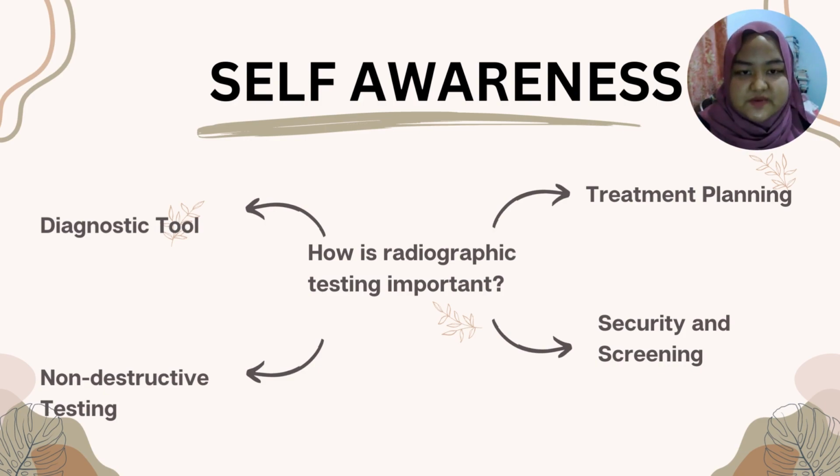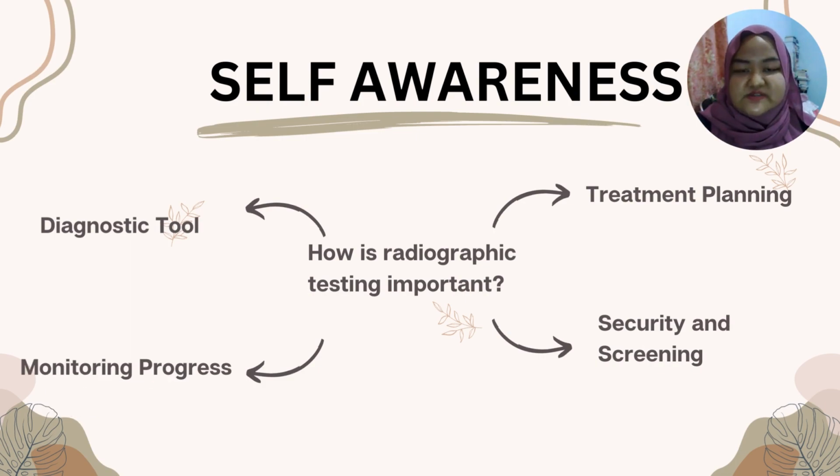The next one is treatment planning. In medical radiation oncology, radiographic imaging techniques like computed tomography scans are used to create detailed 3D images of a patient's anatomy. These images assist radiation oncologists in precisely planning radiation therapy treatments for cancer patients. They help determine the optimal radiation dose, target the tumor accurately, and minimize exposure to healthy tissues.